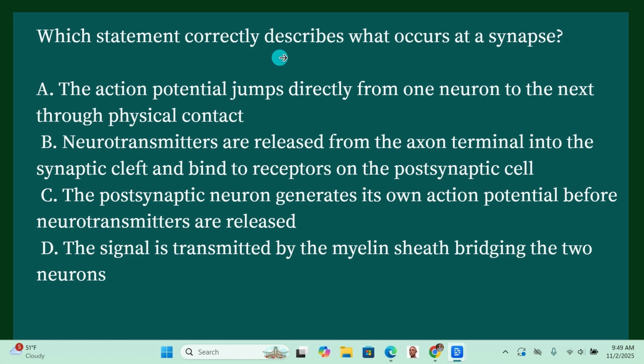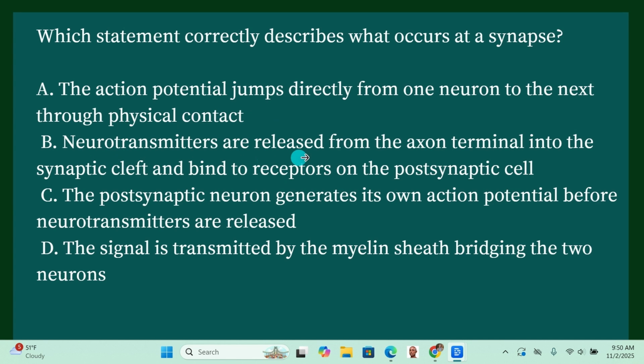Next question. Which statement correctly describes what occurs at a synapse? Remember, the synapse is the place where the axon connects with another structure to create something to happen. So A, the action potential jumps directly from one neuron to the next through physical contact. We're looking for the correct description. Action potential jumps directly from one neuron to the next? No. It happens because neurotransmitters are released.